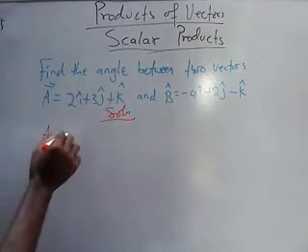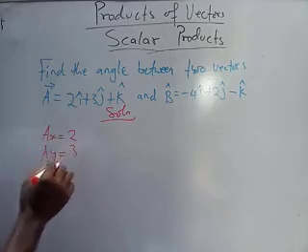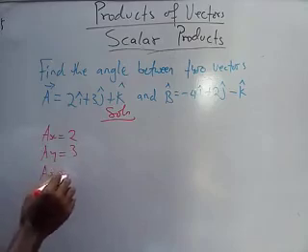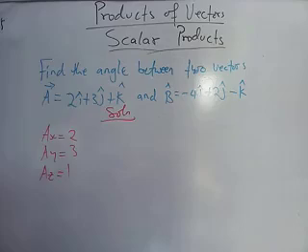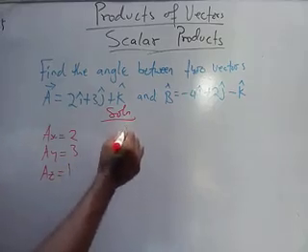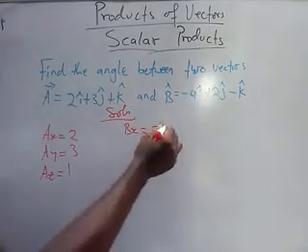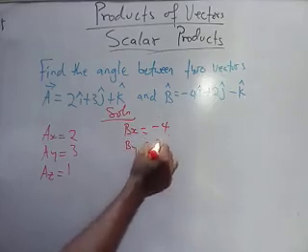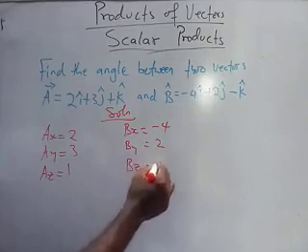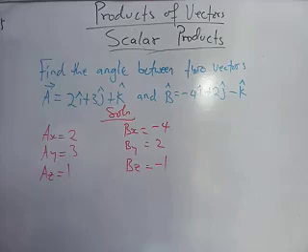My AX is 2, AY is 3, AZ is 1. So those are the components of vector A. Now the components of vector B: Bx is minus 4, By is 2, and Bz is minus 1. You can see that.